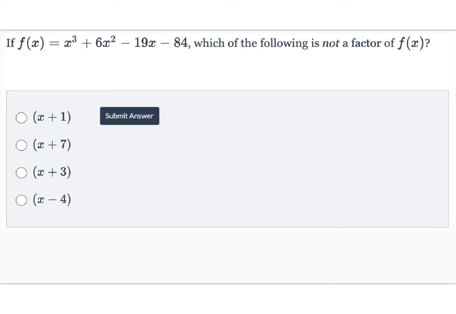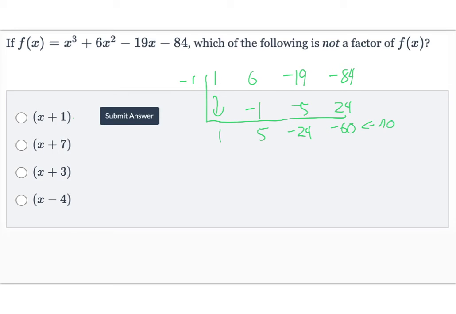All right, we're looking at the same type of problem. I'm going to do synthetic division again. Here we got 1 and 6 and negative 19, negative 84. I'm going to just start with the first one, so that's negative 1. 1, negative 1, adding up, we get positive 5. Negative 5, which is going to be negative 24. 24, which gives me negative 60, not 0.